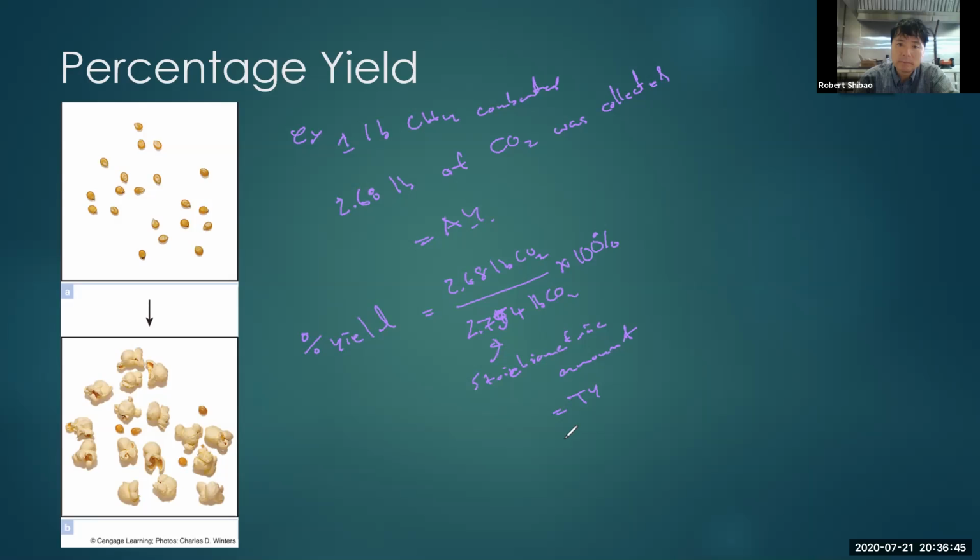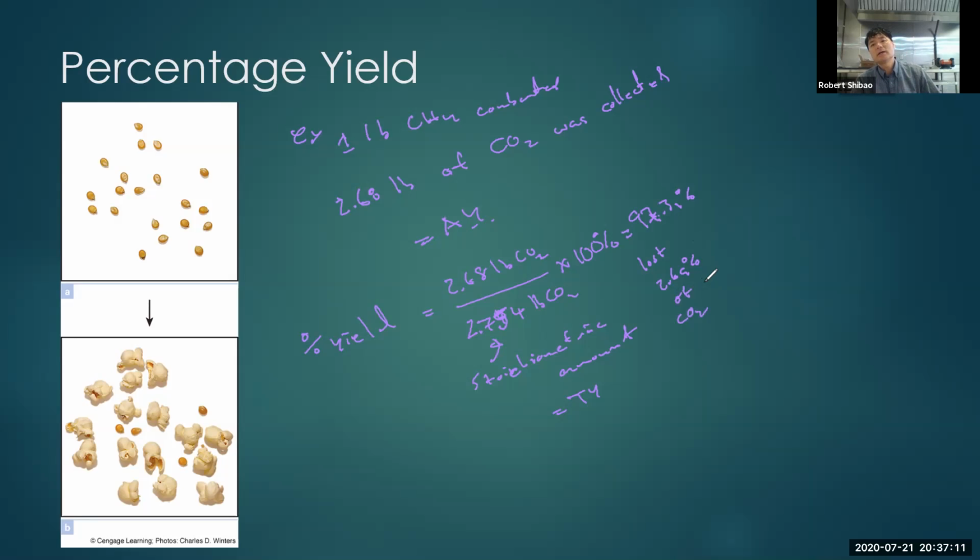And so the percent yield comes out here as 97.31% yield. So in other words, we lost 2.69% of the CO2.